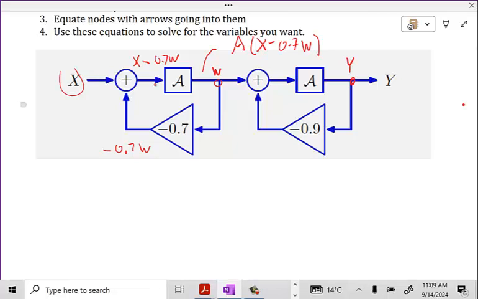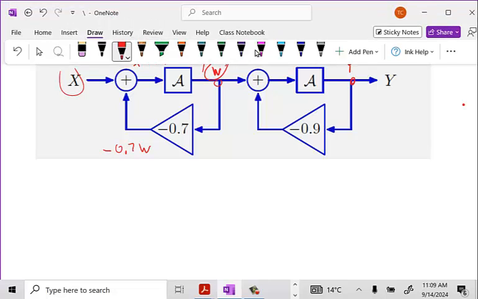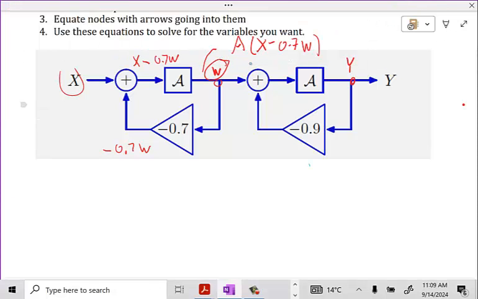So I've labeled this output arrow. Now, this output arrow is the same as W. All right? So that gives me an equation, by equating these two here, that gives me W equals A times X minus 0.7 W. Okay?